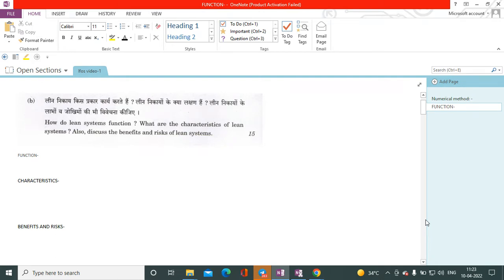So how do the lean system function? So we will be writing how the function of the lean system or lean organizations. So how do they work? This is a systematic approach for the identification of the waste. Okay, first of all, in any organization or in any service or manufacturing setup, first you have to identify what are the defects, what are the problems, then elimination of that non-value adding activity or waste.